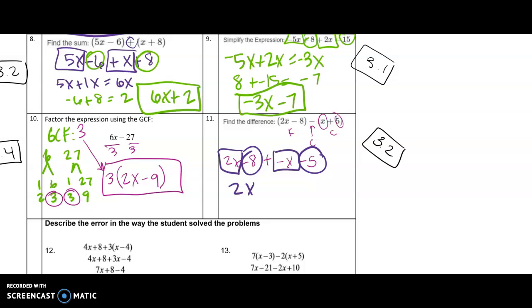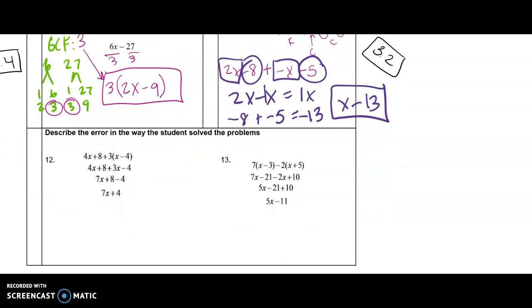So I have 2x minus x, so 2 minus 1 gives me 1x. And negative 8 plus negative 5, same sign, we add and we keep the sign. That gives us 13, it'll be negative. So my answer is x minus 13.